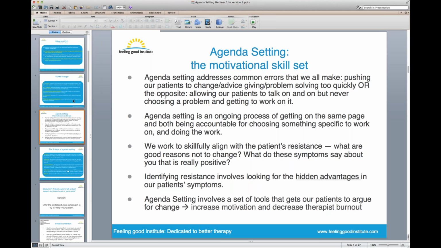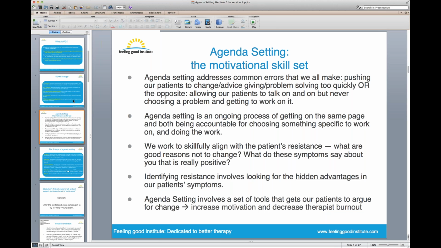So let's talk a little bit about what agenda setting is. We call this the motivational skill set or toolbox. Agenda setting is all about the art of setting up effective therapy. We can be extremely empathic and have fabulous methods, but if we don't set up therapy effectively, if we don't hold our patients accountable for change, then therapy can fail or at least stall at some point.